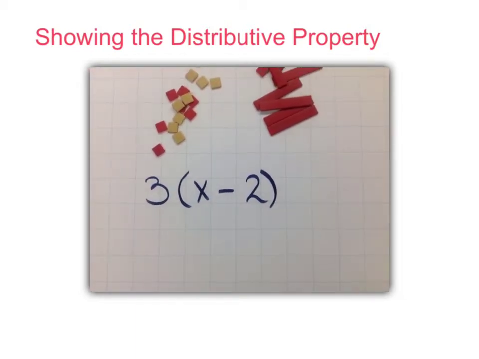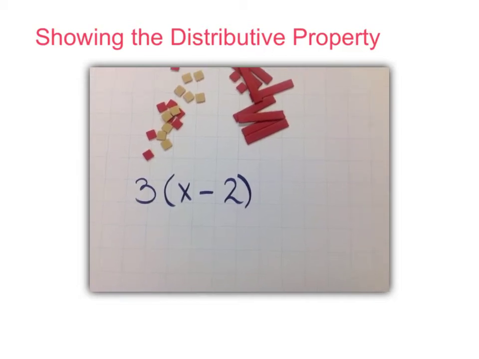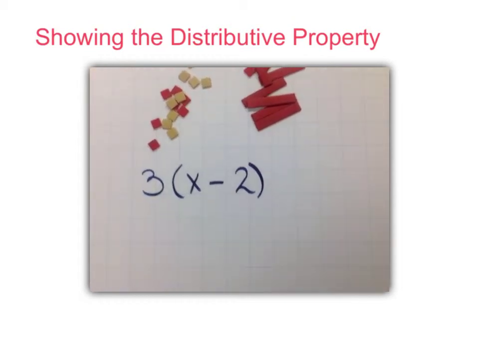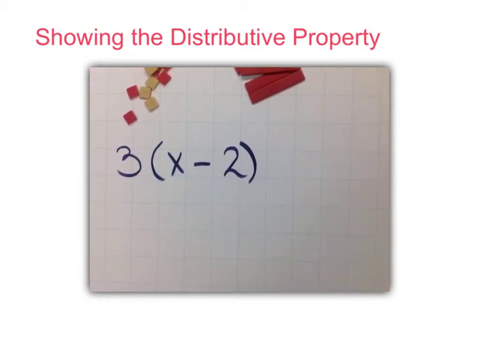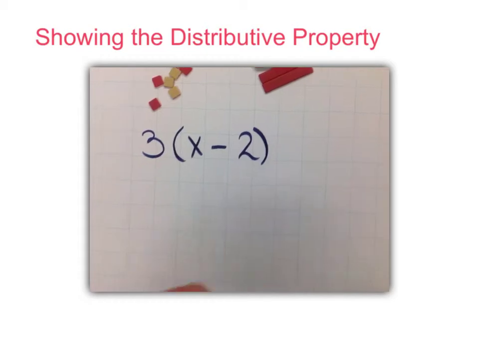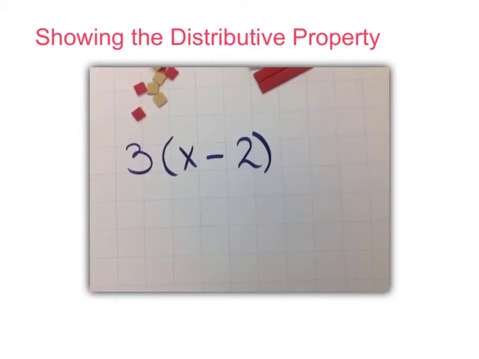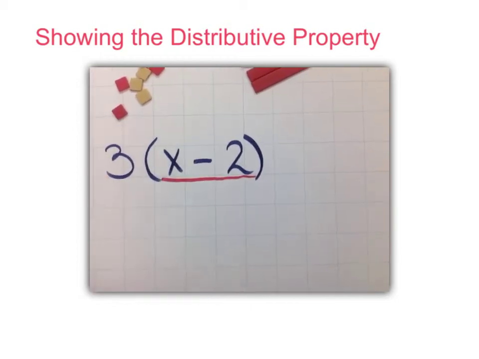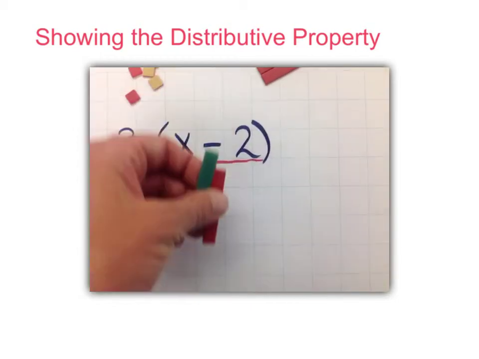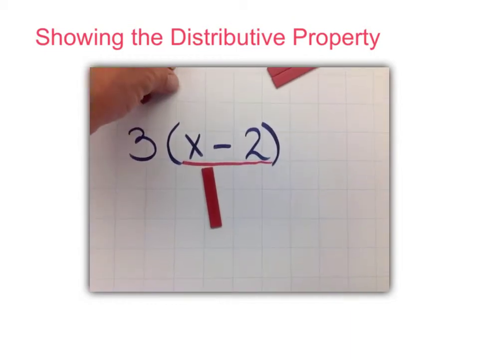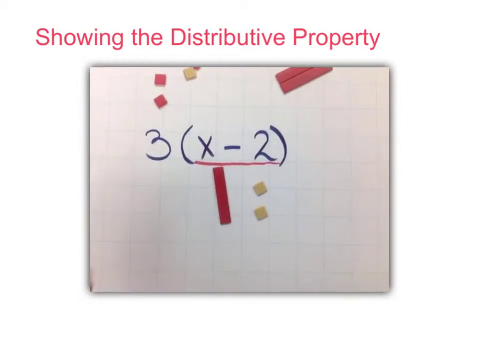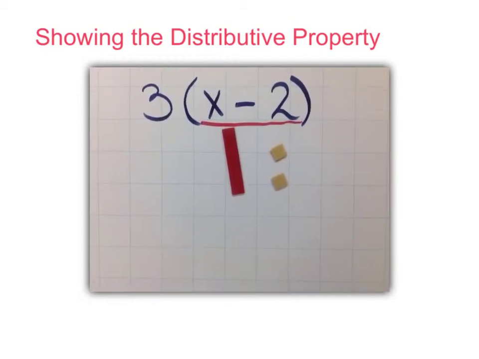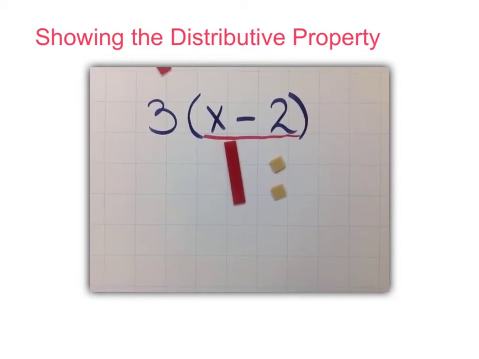Now I'm going to show you how to build these expressions and show how the distributive property works. First, I'm going to start out with the expression that is inside the parentheses, which is x minus 2. I would build that as an x, and then I would put in 2 negatives. Pause the movie and copy exactly what you see on the screen here onto your notes. Then push play.